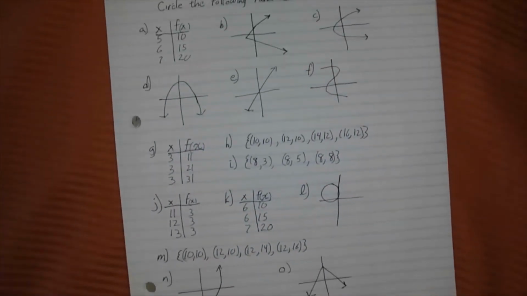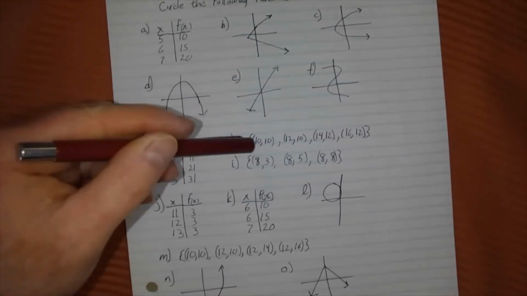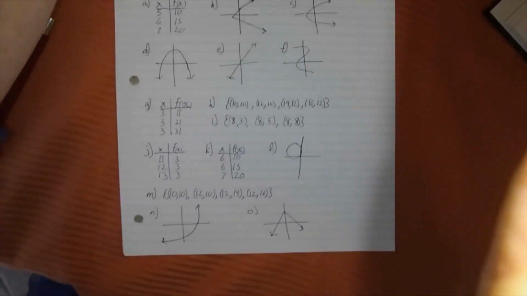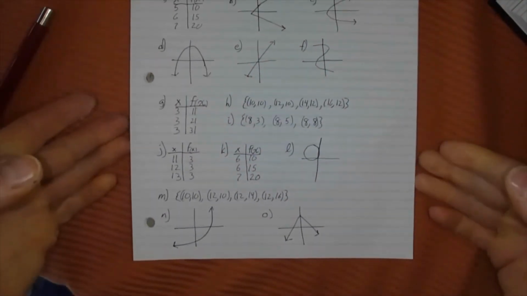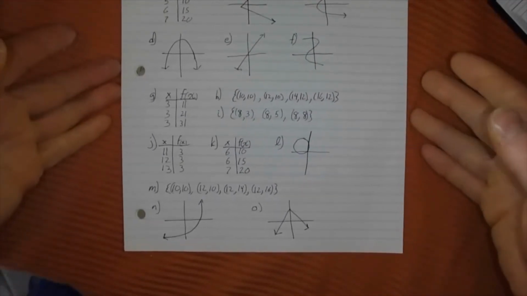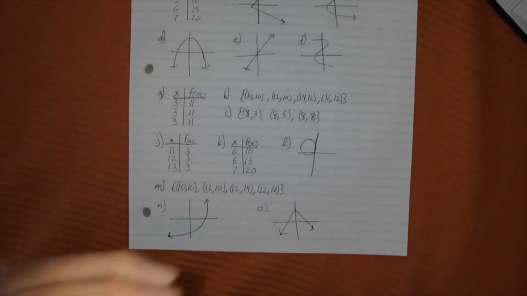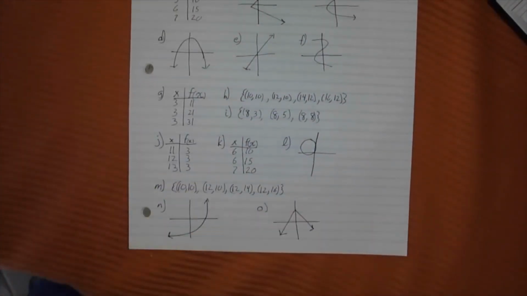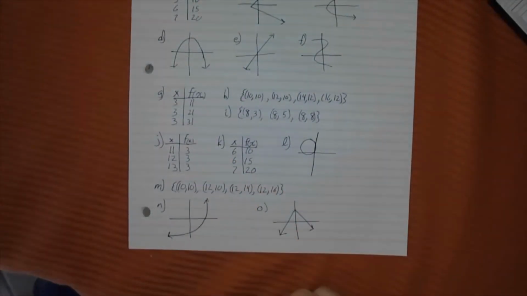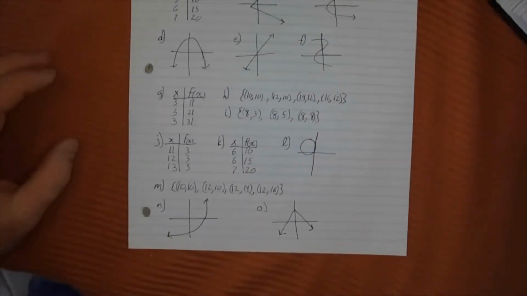Okay, welcome back. So I have drawn 15 relations. They're not all functions, but some are. What I want you to do is go through and find the functions and circle them. You can just circle a letter or whatever. Go through, do that, and then we're going to go through and review it. So take a few minutes, pause your video, and work on that.